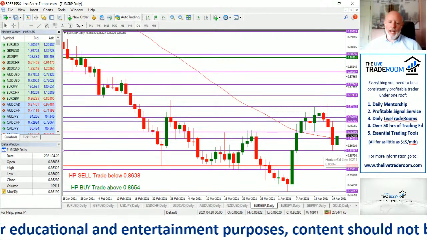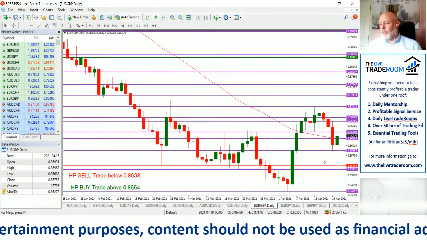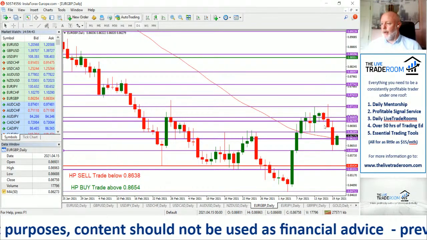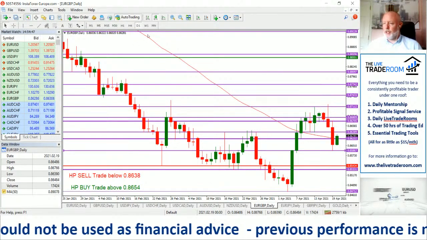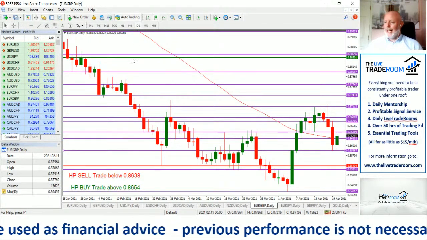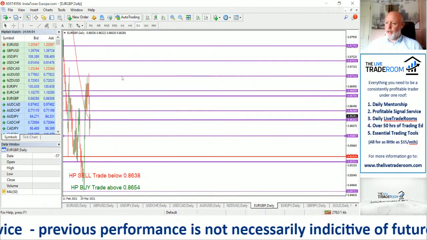We get in once we get the confirmation that we look for, which is normally a break of the daily high, the daily low, or some other important level of support or resistance. But it's just trading around that 50 period moving average on the daily time frame as well. And the only thing you've got to guard yourself against is, there's nothing wrong with the direction of the trade.